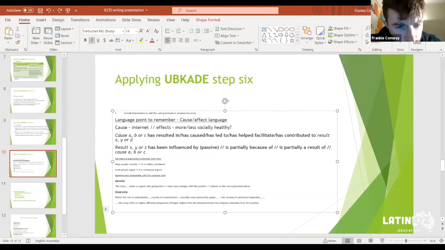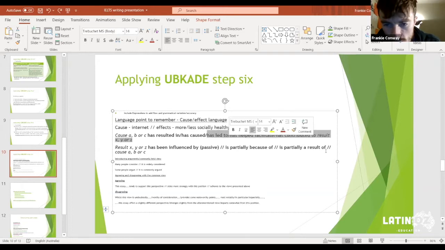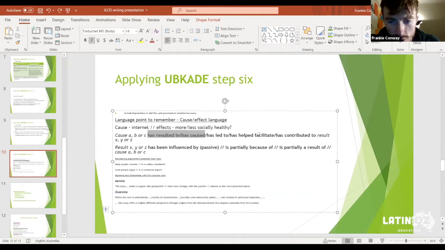So guys, some language that I've used. Cause A, so the internet, and then you could say, guys, has resulted in, has caused, has led to, has helped facilitate, has contributed to, result X, Y, or Z. So that's just some cause-effect language that could be useful.